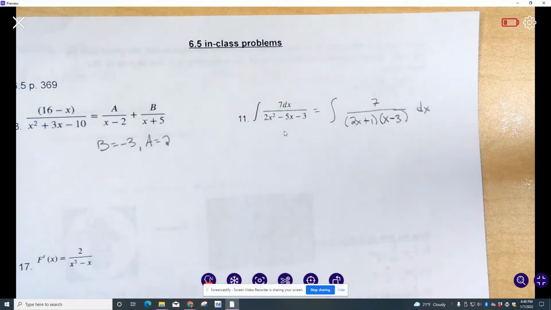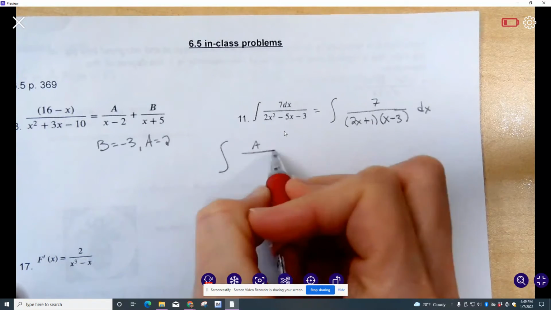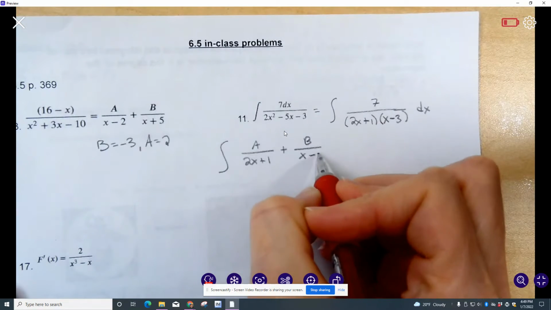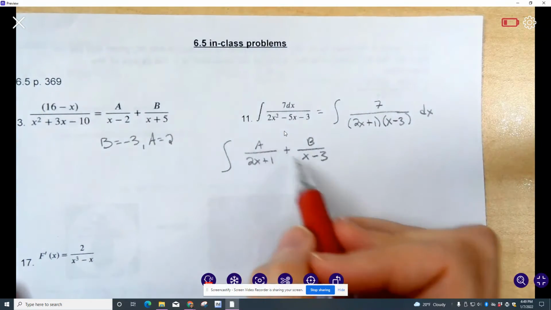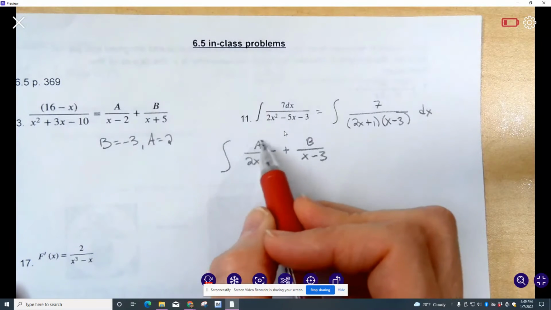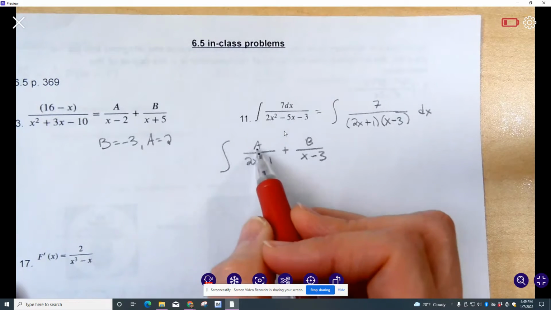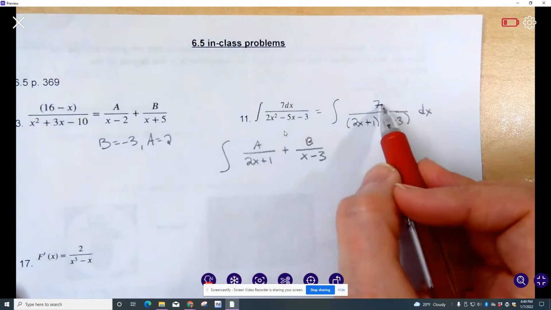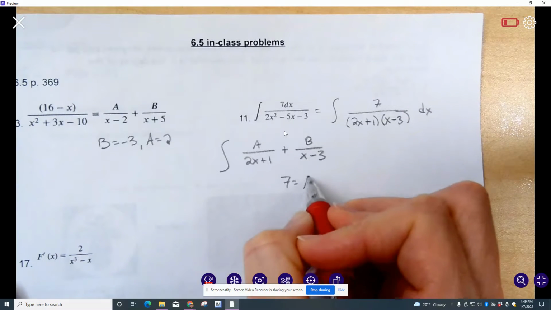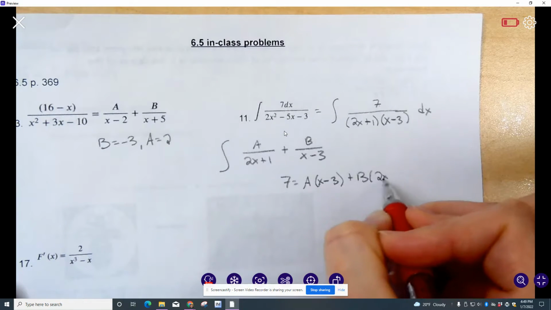All right, so then what you want to do is think about splitting it up into a over 2x plus 1 plus b over x minus 3. And then picture finding a common denominator here. If you found a common denominator, you would multiply this a by x minus 3 and this b by 2x plus 1. And so then that new numerator, we're going to say that would be equal to 7. So what I would have is 7 equals a times x minus 3 plus b times 2x plus 1.